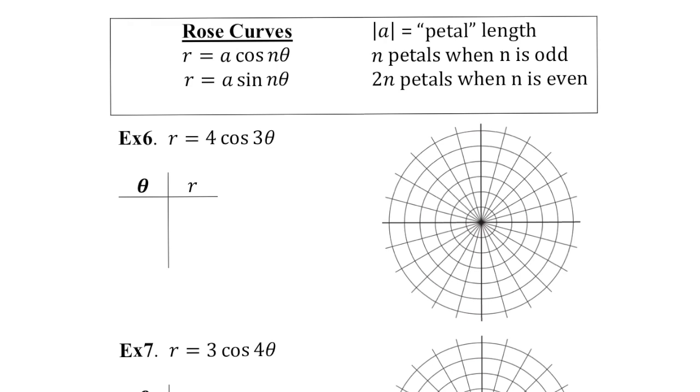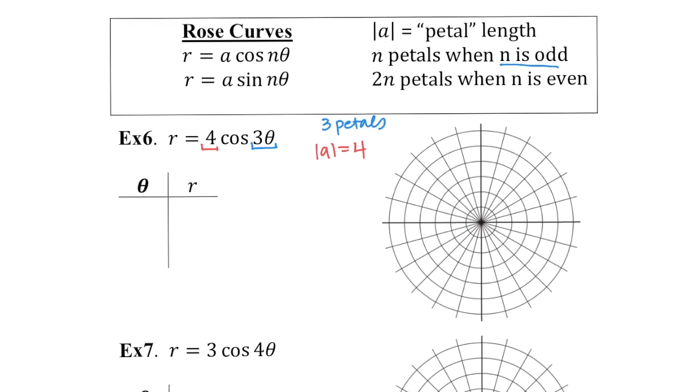So what information do I already know? Because this is 3 theta, and because n is odd, there will be 3 petals, and they will be equally spaced. Okay, how big is each petal? The length of the petal is going to be the absolute value of that, so it's going to be a length of 4 at the maximum value. I just need to figure out where the maximum value occurs.